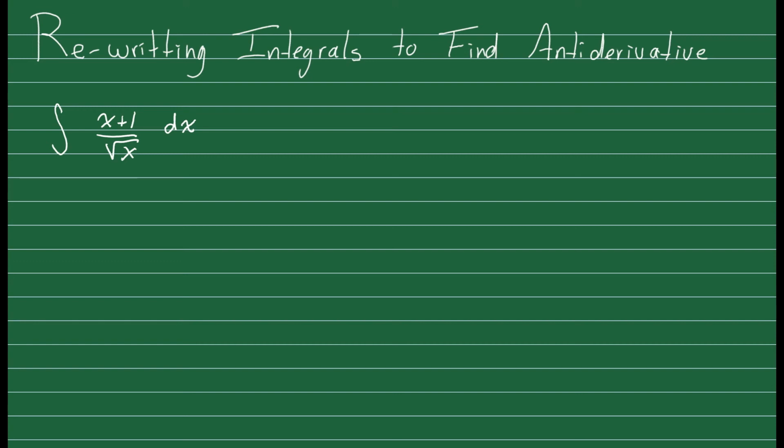Hey everybody, so we're going to continue doing some more examples, and one of the most important techniques in integration is to be able to rewrite an integral in a form that we know an integration rule for it. All right, such as this example, we have the integral of (x + 1) over the square root of x. This might seem a little bit more complicated than it is, but in reality it's just an addition of two fractions if you look at it.